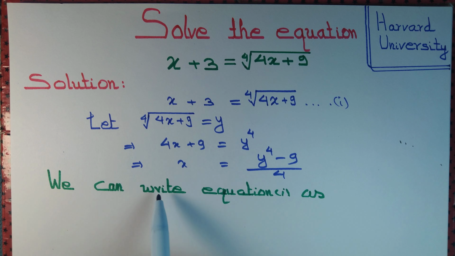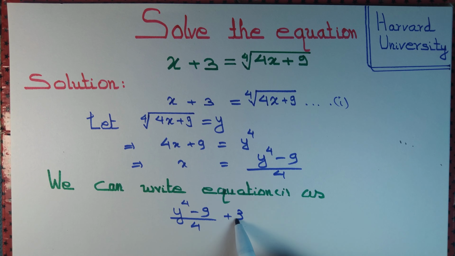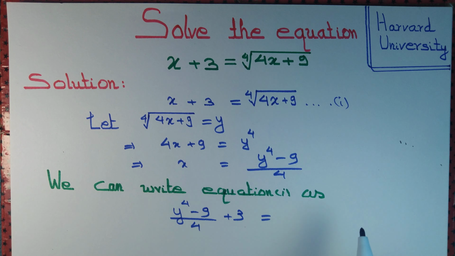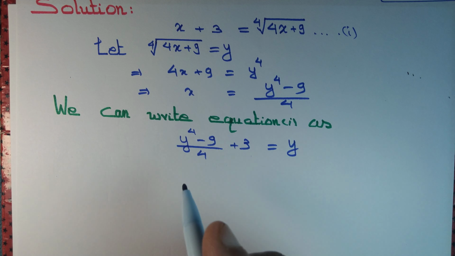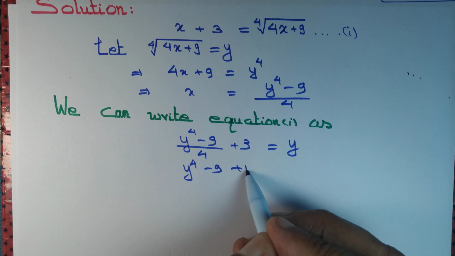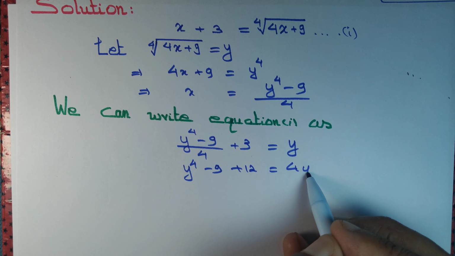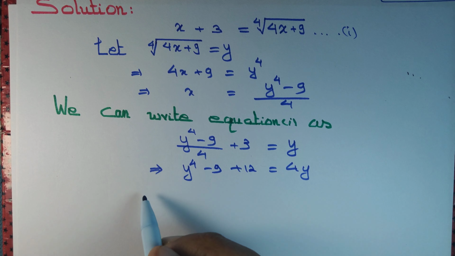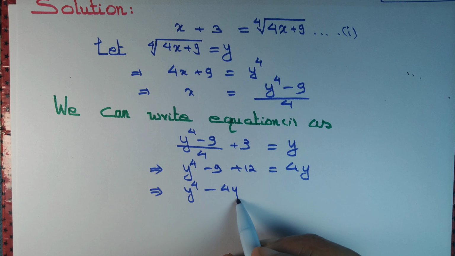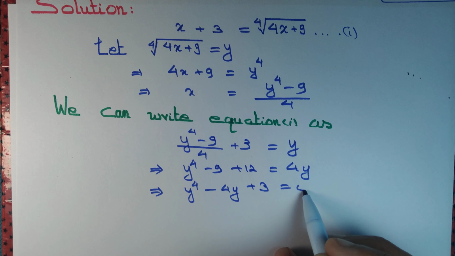So we will again write equation 1 as (y to the power 4 minus 9) by 4 plus 3 equal to 4th root of 4x plus 9. That's simply equal to y. Okay, now we can simplify this expression. y to the power 4 minus 9 plus 12 equal to 4y. Alright, so let's take everything to the left hand side. y to the power 4 minus 4y plus 3 equal to 0.